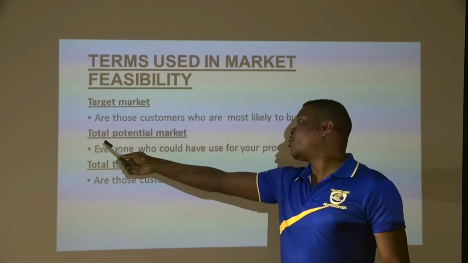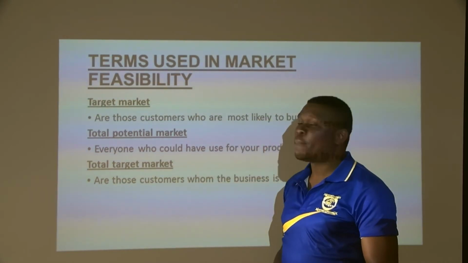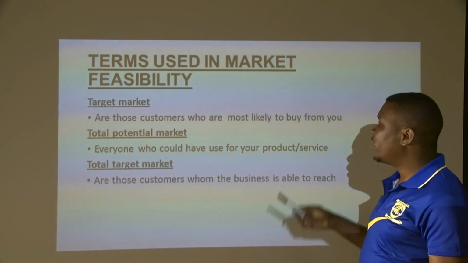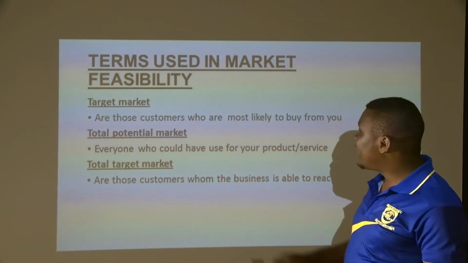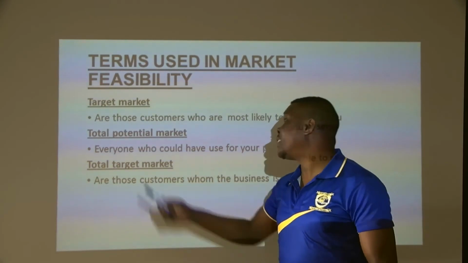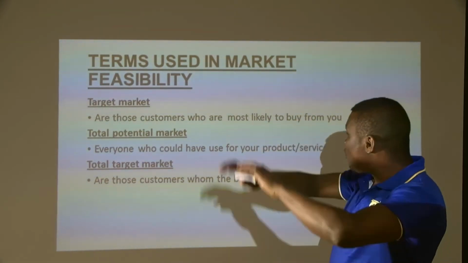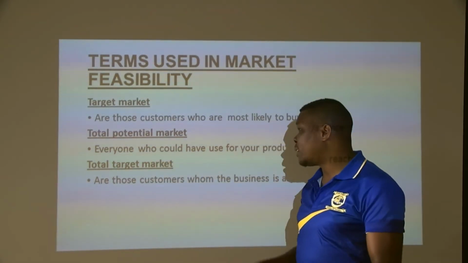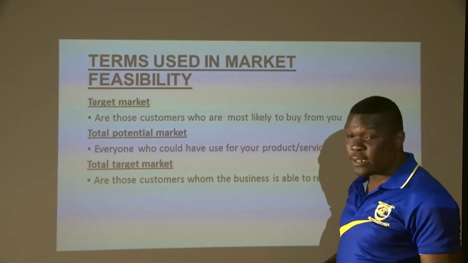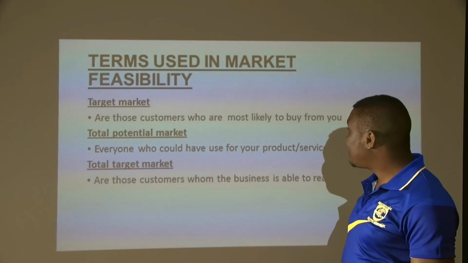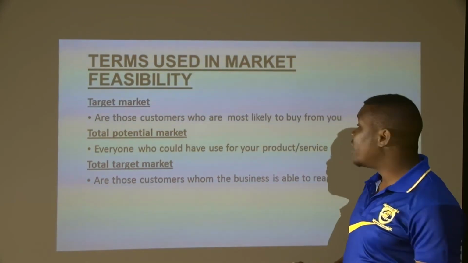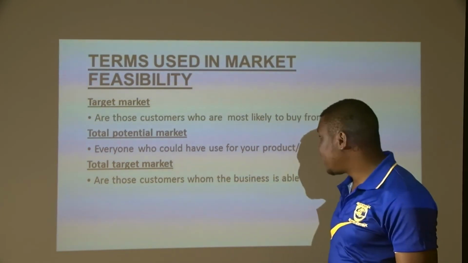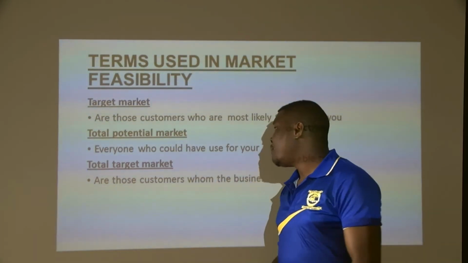Two, we have what we are calling total potential market. Everyone who could have use for your product or service. Everyone who could have use for your own product is what we call total potential market. Whoever has a willingness to buy your product or can purchase the product that you're selling is what we call a total potential market.